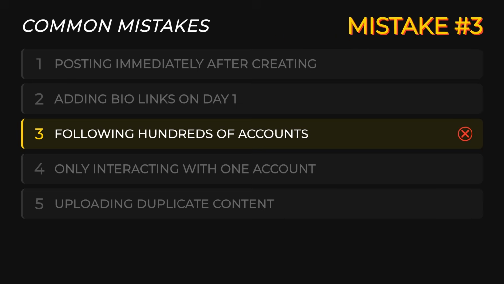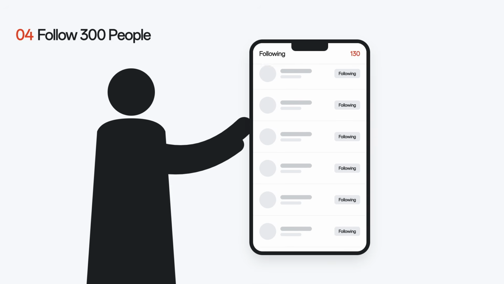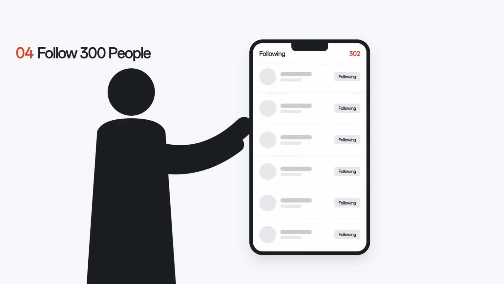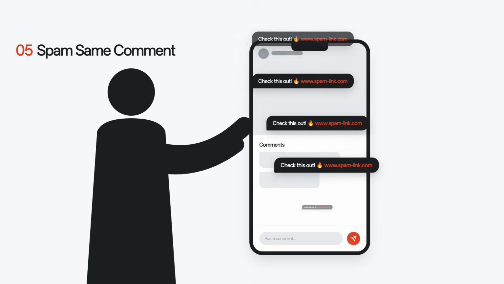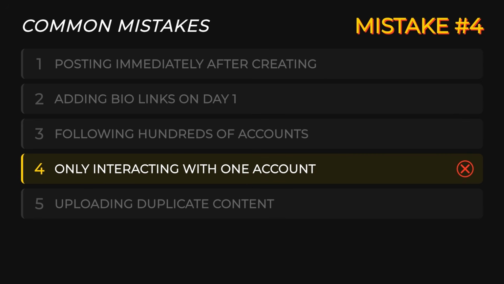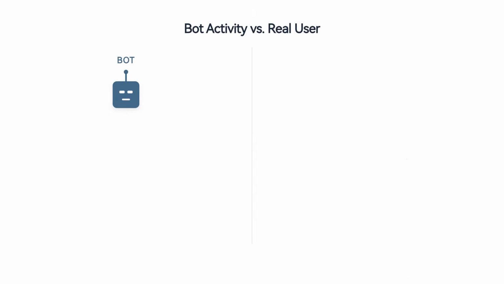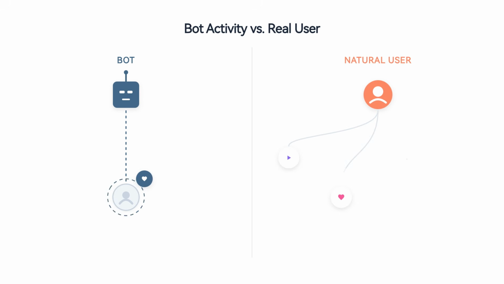Mistake number 3. Following hundreds of accounts. This is classic bot behavior. Real people don't usually follow 500 people within 10 minutes. Take it slow. Mistake number 4. Only interacting with one account. Some creators only like their friends' content or only watch one creator. Real users naturally consume lots of content. Your activity should look natural.